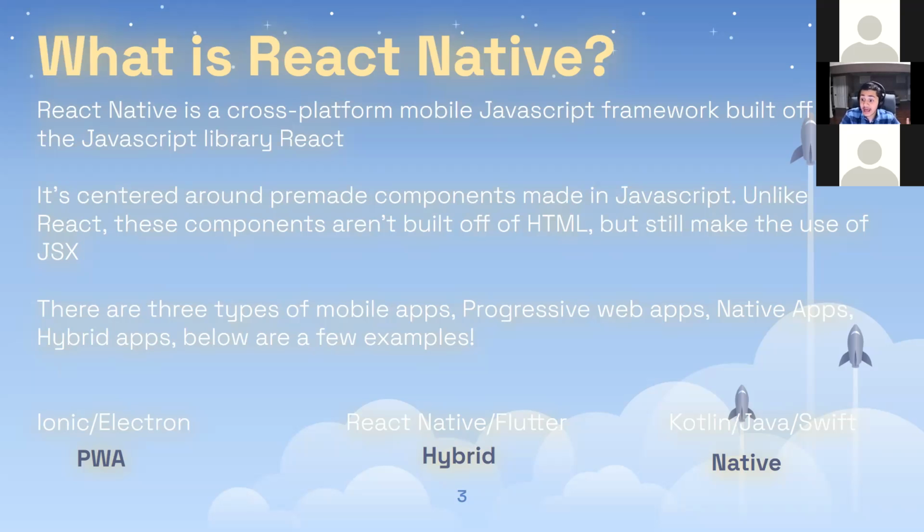JSX is something that React developers made. It allows you to write like HTML, but it's a lot simpler to read and a lot more intuitive. So now with that said, React Native seems a lot better than something like Kotlin, Java, or Swift, right?